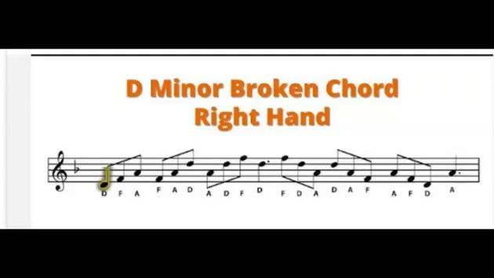D minor, okay, is the relative minor of F major, and the chord is D, F, A. So D is number 1, then I count 3, and I count 3. So it's 1, 3, 5. So my first chord is D, F, A. And that is a broken chord. I don't play it together. I separate the notes: D, F, A, D, A, D, F. So I can play it with different bass notes, but it's still a broken chord.